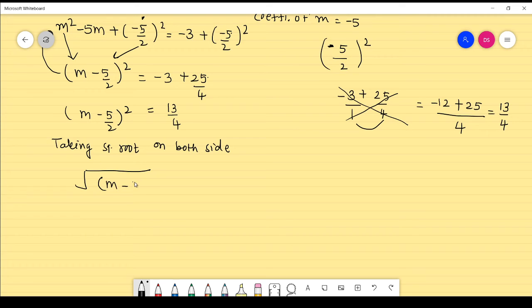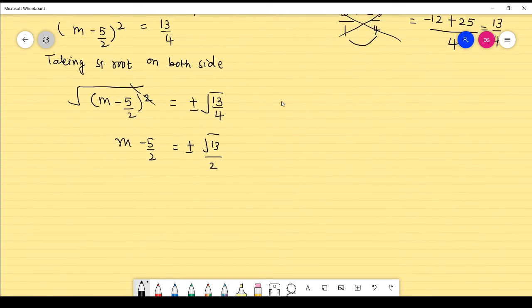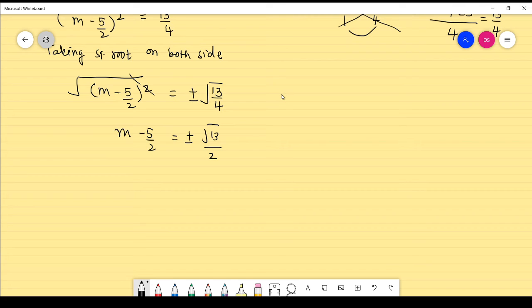I'm just writing that bracket m minus 5 by 2 whole bracket square will be equal to plus minus. No need to forget that plus minus, and that is very important. That is root 13 by 4, right? So the square and square root will get cancelled. What will remain over there? M minus 5 by 2 will remain as it is, equal to plus minus root of 13, and square root of 4 is nothing but 2, right? 13 is not a complete square, so we are keeping it as it is under the square root sign, right?